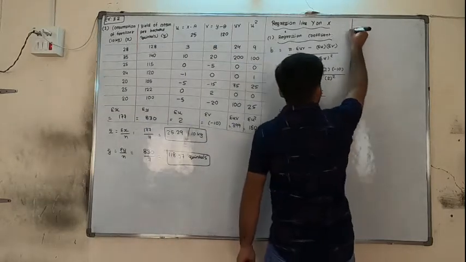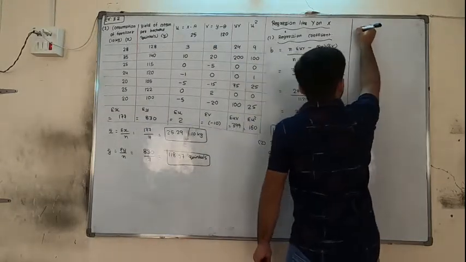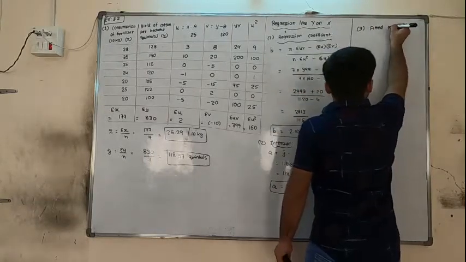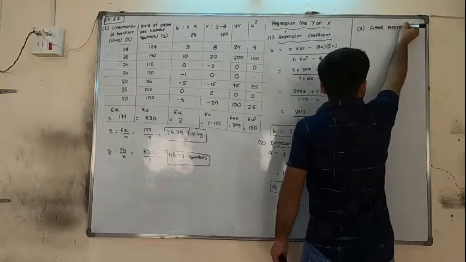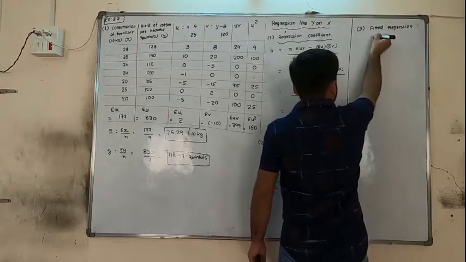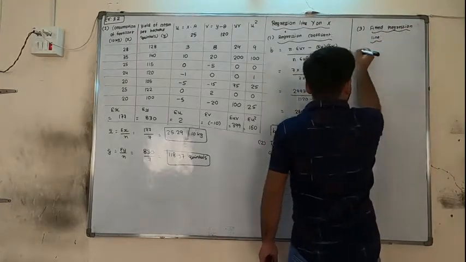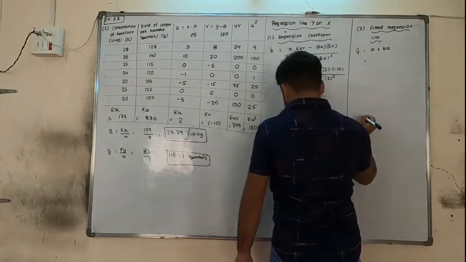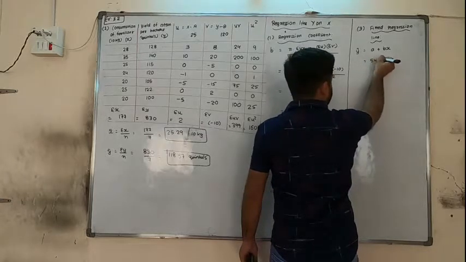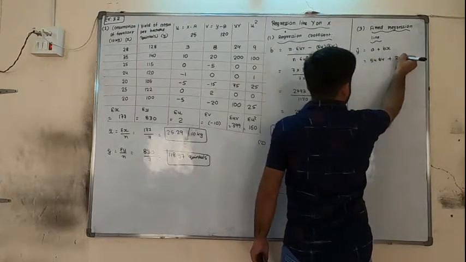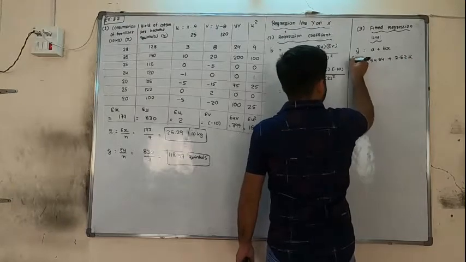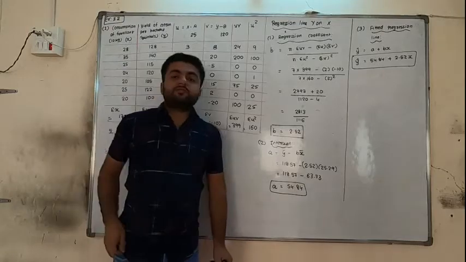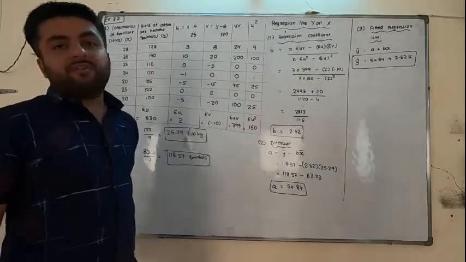Next, third step. Fitted regression line. Y cap is equals to a plus bx. A is 54.84 plus b is 2.52 and x. So our equation is ready. 54.84 plus 2.52 x. Only put the value of a and b.